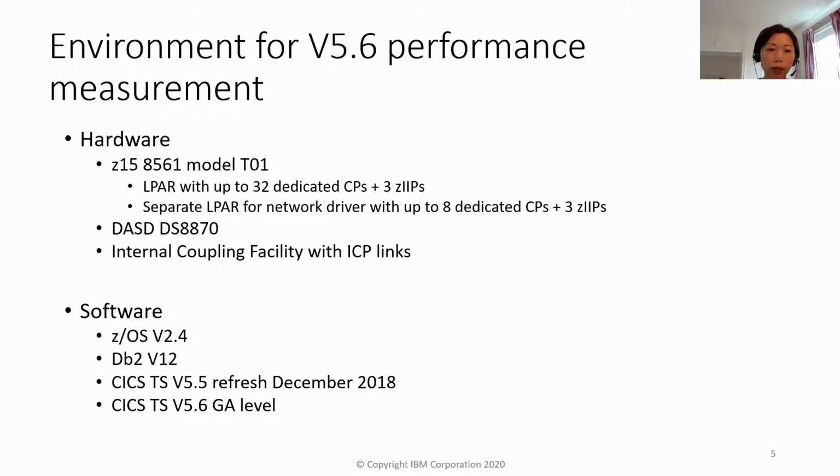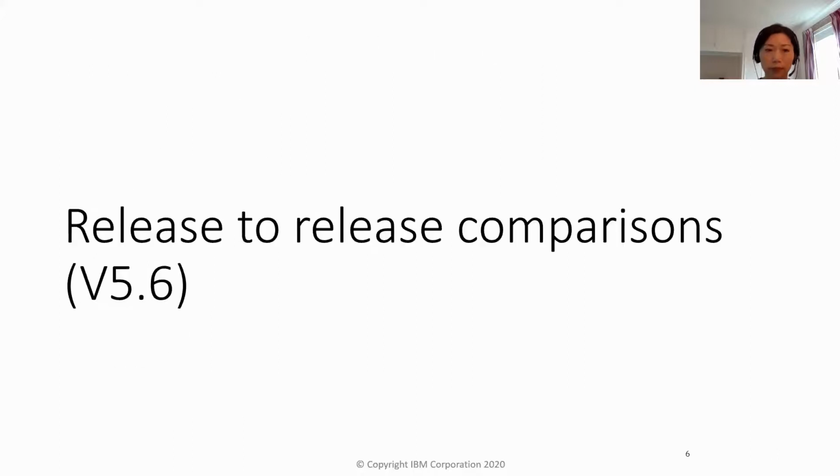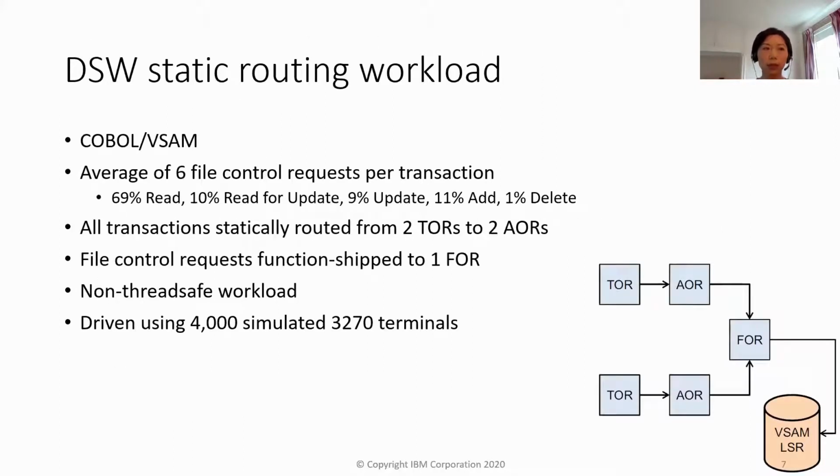On the software level, we have z/OS 2.4, and if the workload involves Db2, we have Db2 version 12. We compare version 5.6 at GA level with the previous 5.5, which had a refresh at December 2018 level of code. So let's see what we can see from the release to release comparison.